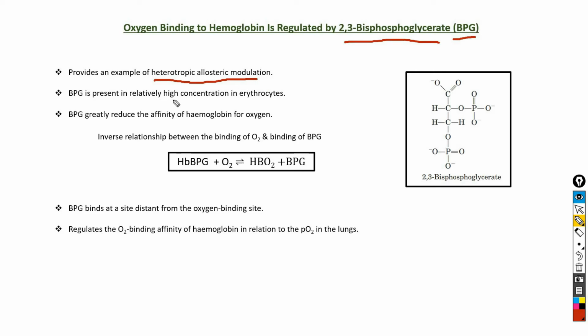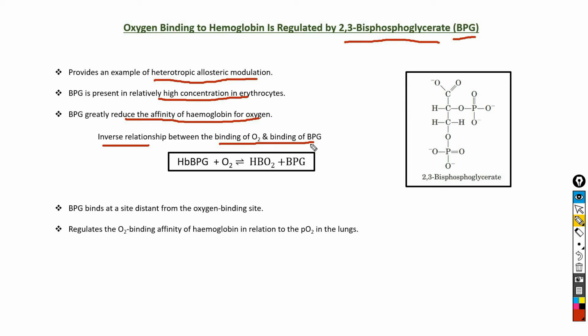BPG is present in relatively high concentration in erythrocytes. When hemoglobin is isolated, it contains substantial amounts of bound BPG, which can be very difficult to remove completely. BPG is known to greatly reduce the affinity of hemoglobin for oxygen, and there is an inverse relationship between the binding of oxygen and binding of BPG.